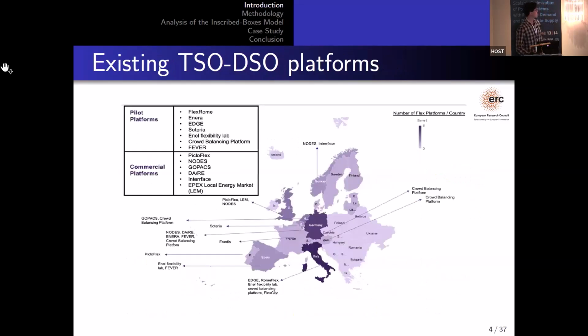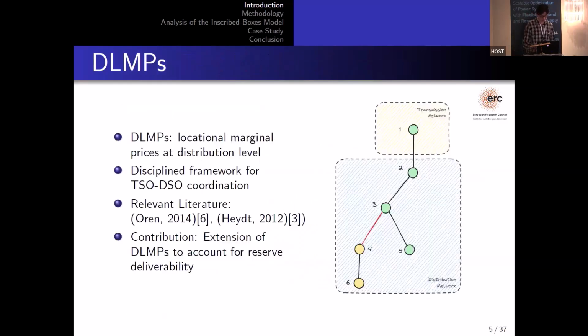So here we have some existing TSO-DSO platforms in Europe that are on air right now. In total, there are 13 platforms, 7 pilot platforms and 6 commercial. In Greece, currently, we do not have any, as far as I know.